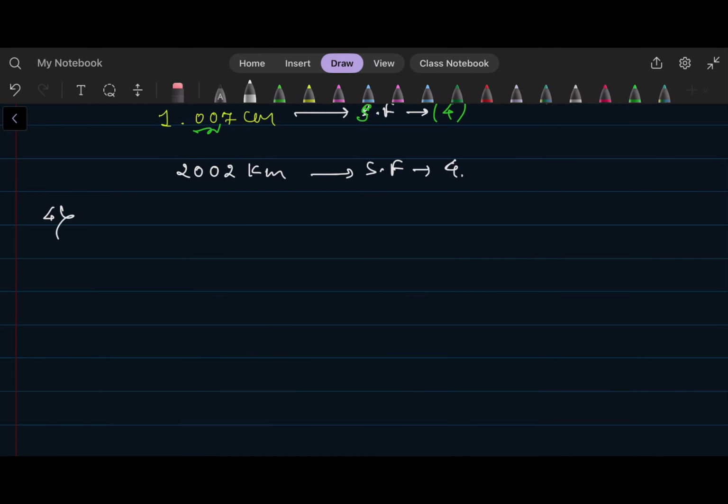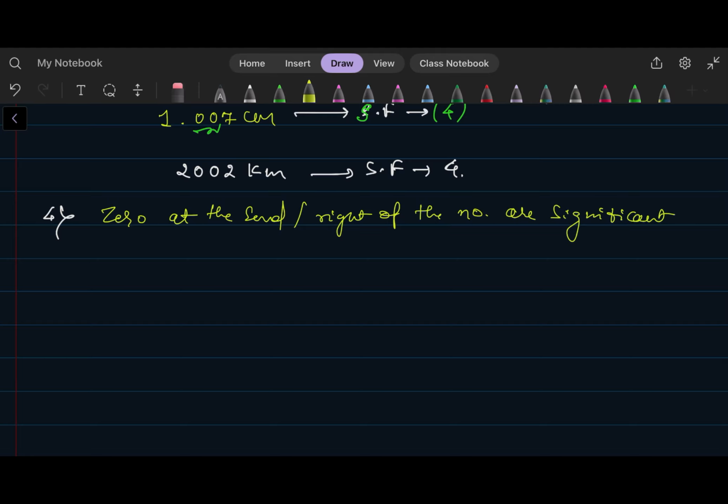When it comes to rule number 4, zeros at the end or right of the number are significant provided they are on the right side of the decimal point. Example 6.00 centimeter. Here we have to consider after the decimal; zeros on the left side are not considered. The zeros on the right side after the decimal we have to consider, so the significant figures is 3.